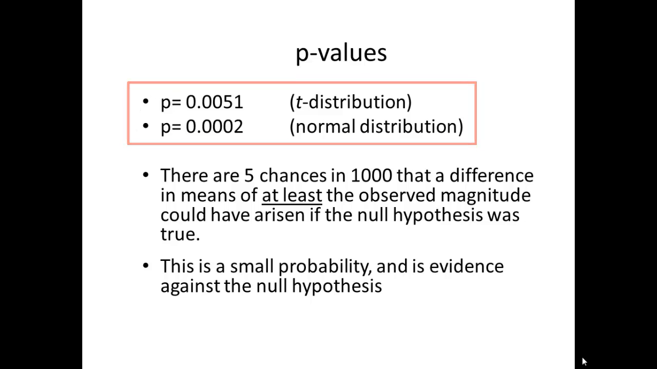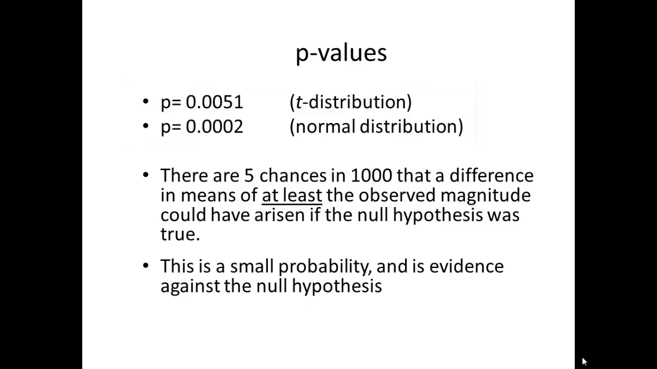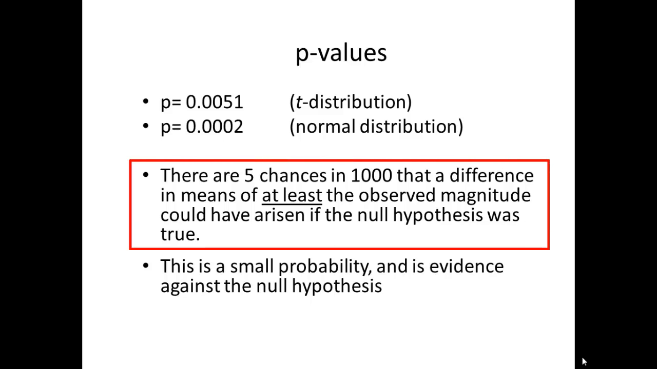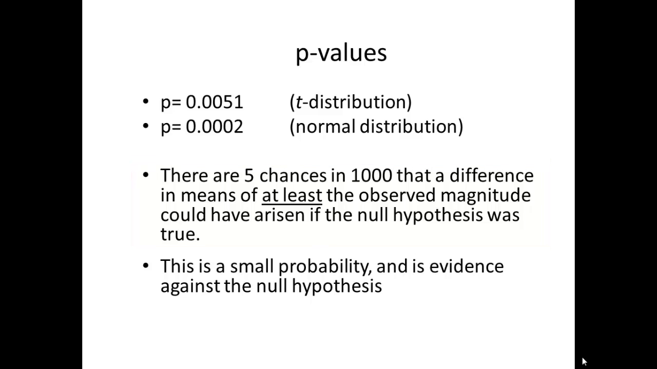Nonetheless, both are very small, and the p-value from the t-test is interpreted in exactly the same way as we've described for p-values generally. So here's one interpretation. There are 5 chances in 1,000 that a difference in means of at least the observed magnitude could have arisen if the null hypothesis was true. So this is a very small probability and is strong evidence against the null hypothesis.